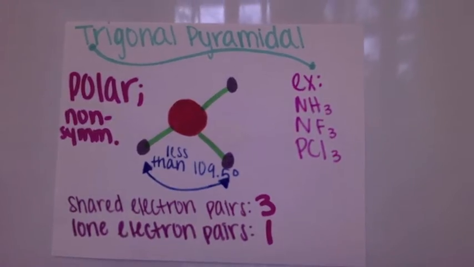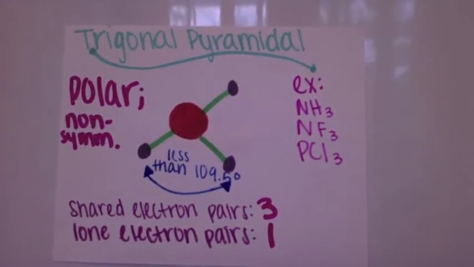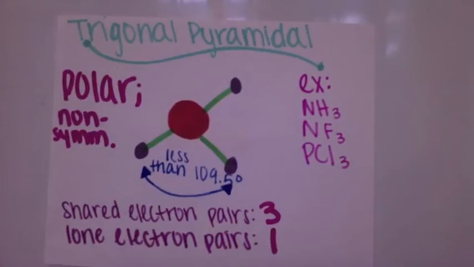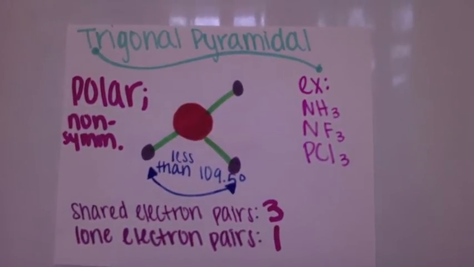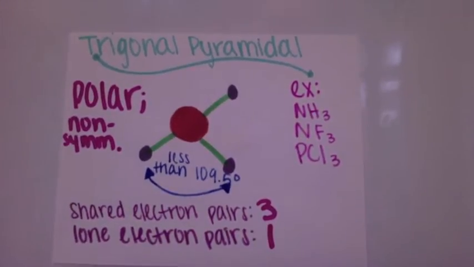The trigonal pyramidal model is polar, which means it is non-symmetrical. It has 3 shared electron pairs and 1 lone electron pair. It has less than 109.5 degrees for its bond angle. Examples include ammonia, nitrogen trifluoride, and phosphorus trichloride.